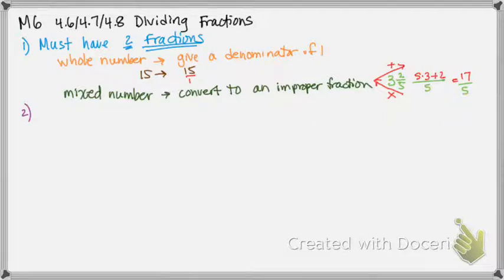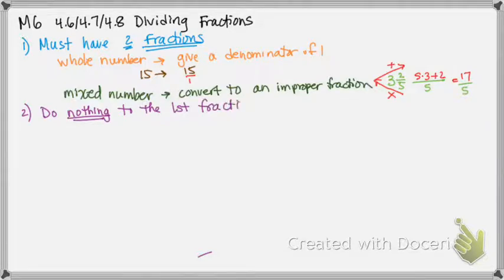Technically, we don't divide with fractions, okay? So we're going to change it to a multiplication problem, but we have to follow a path where we do something to each of the items in the division problem, okay? So first, we get to do nothing to the first fraction. So it stays the same.